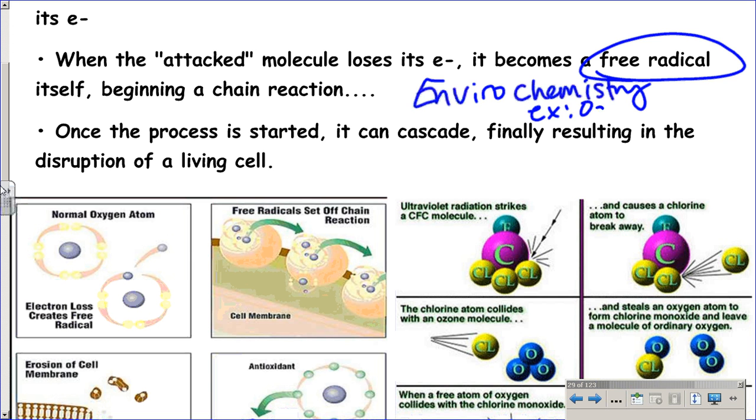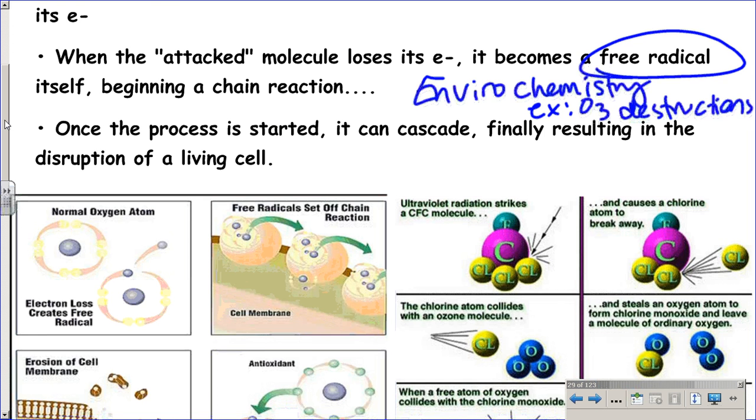Example, ozone destruction. And I have some images down here that you want to take notes on and have a good example to go with this. So this is really important for some general knowledge. The cascade effect of the chain reaction is eventually going to hopefully end when another free radical bonds with it, but it does a lot of damage along the way. So let's look at living tissues and then environmental chemistry here.